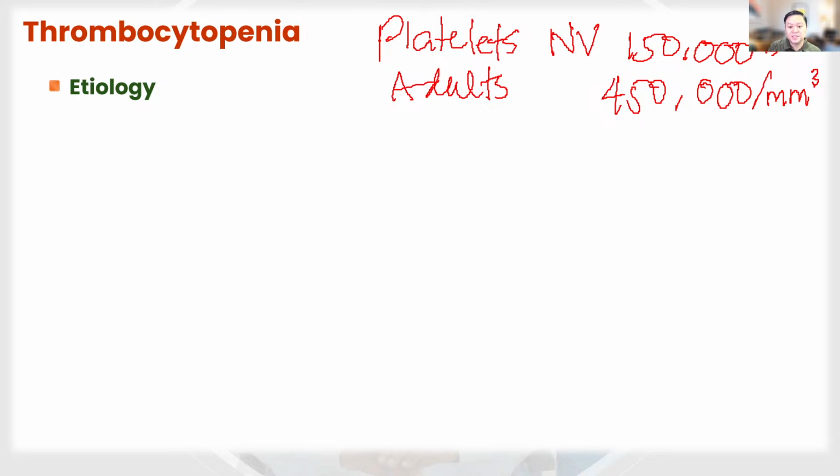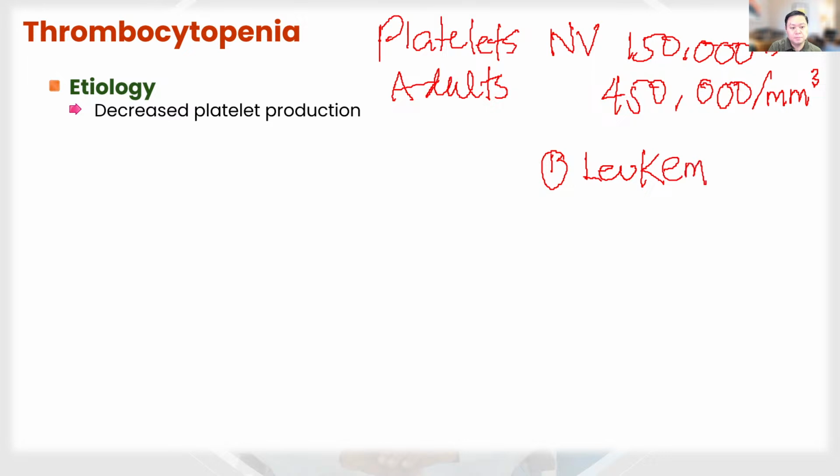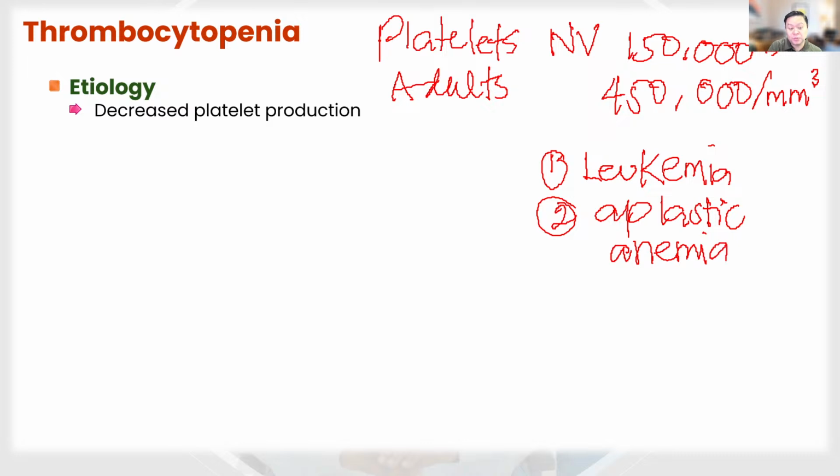So what causes the platelets to go down? Well, it can result from a decreased platelet production. So that is one. What could cause the decrease in the production of the platelets? It could be one of the following: leukemia, aplastic anemia, and myelofibrosis.